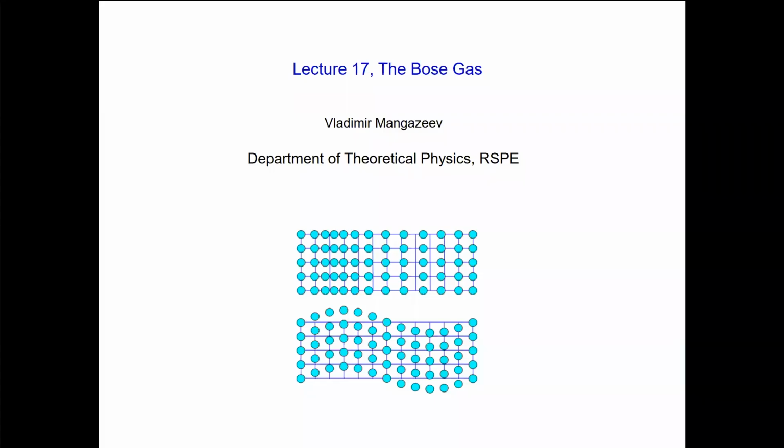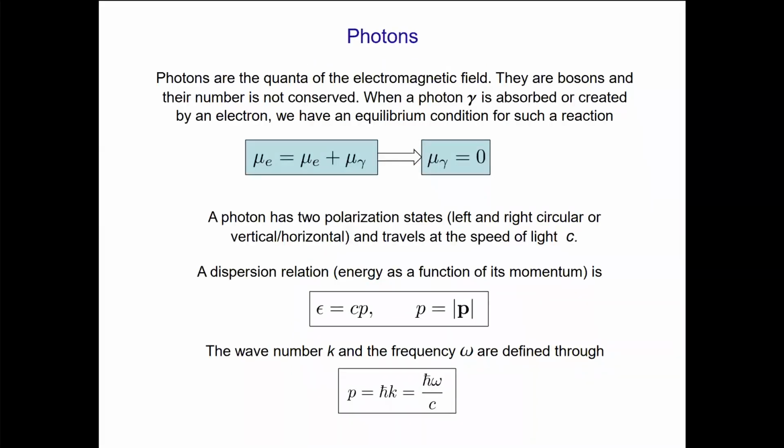Good morning. And the last topic we are going to look at this week is the Bose gas. We have already derived the distribution function or density distribution for the Bose gas. And today we are going to look at two particular applications. First, we are going to look at the case of photons.